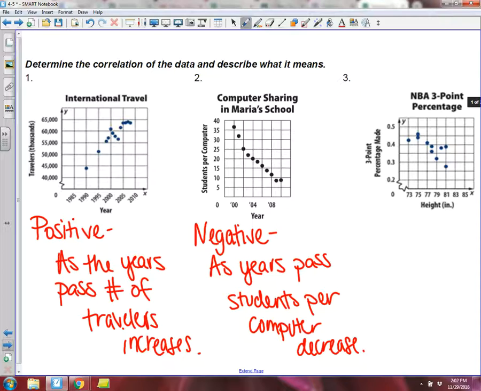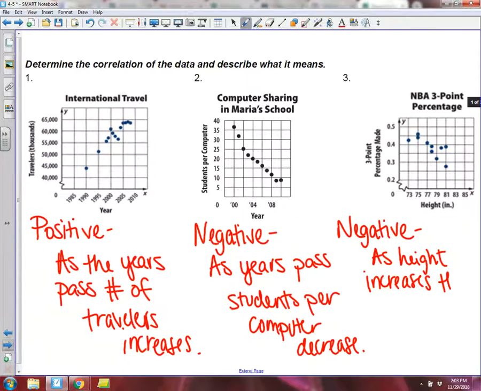Okay, last one. Positive, negative, or none? I get a lot of people that say none, but it is not none. It is going down. Okay, this is negative. Can you describe it to me in this context? What's the height doing? As height increases, three-point percentage decreases.